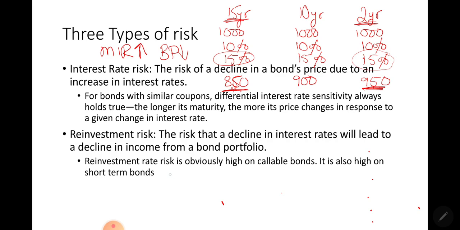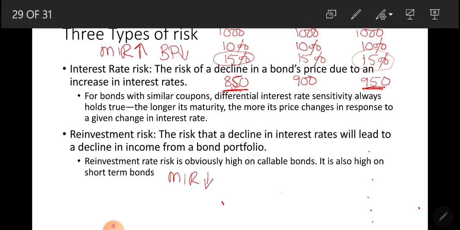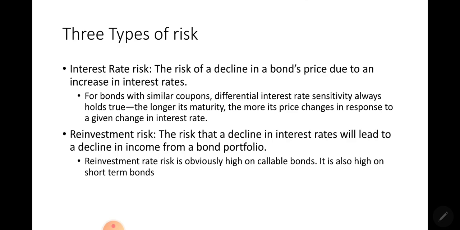Now we are interested in what will happen if the market interest rate decreases. Is there any risk in this case? The answer is yes, and that risk is called reinvestment risk. Let's look at an example. I'm going to remove what I've written before. So let's assume you have invested in a bond which has a 10% coupon rate, and the market interest rate is 10%. So the bond is trading at par of 1000.